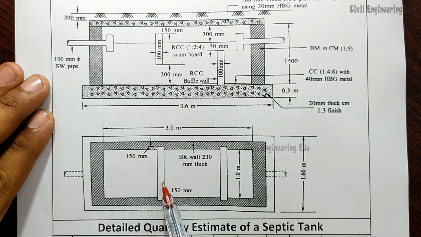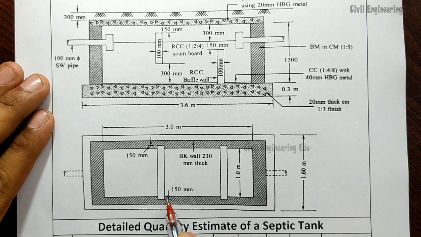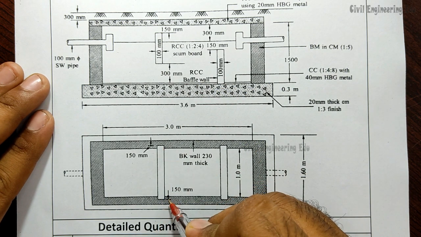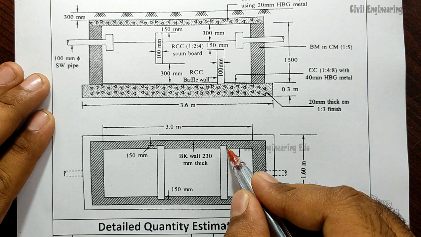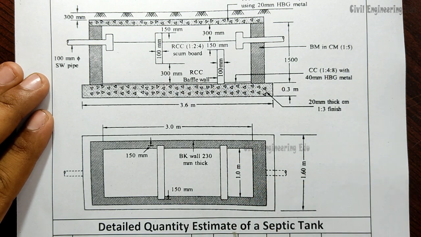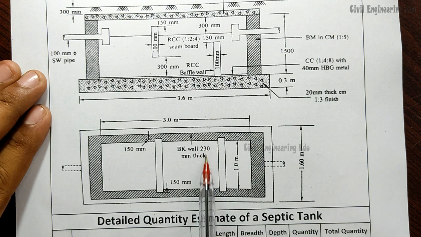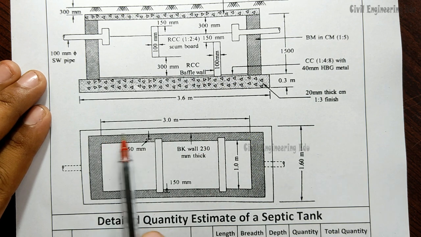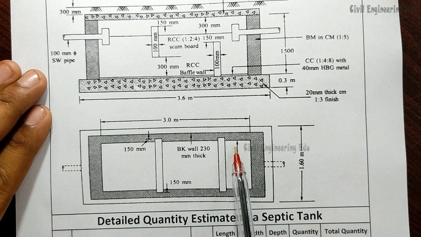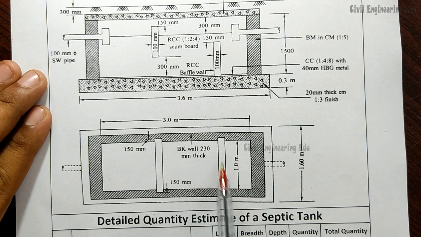These baffle wall and scum board are extended 150 mm inside this brick wall, okay. This side 150 mm, this side 150 mm. Similarly this side and this side also, okay. And coming to the internal dimensions of this wall, the horizontal side is 3 meters and the vertical side is 1 meter, okay. So these are the internal dimensions. This is about the plan.